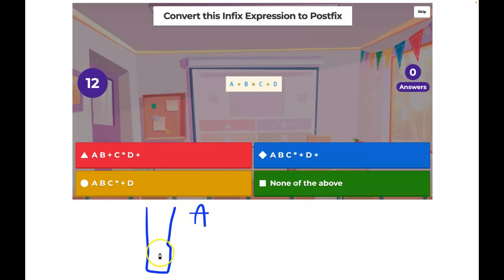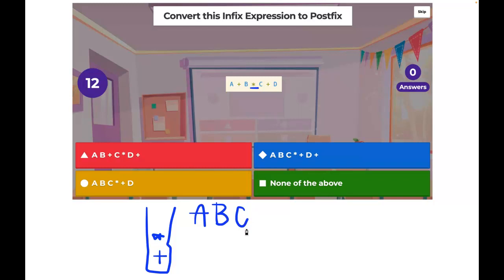And then we're going to push the plus operator into our stack because it is empty. And then we're going to output B. And then because we have the multiplication symbol next, we're going to push it into our stack because it is of greater precedence than the addition symbol, right? And so that's multiplication. And then we are going to output our C.